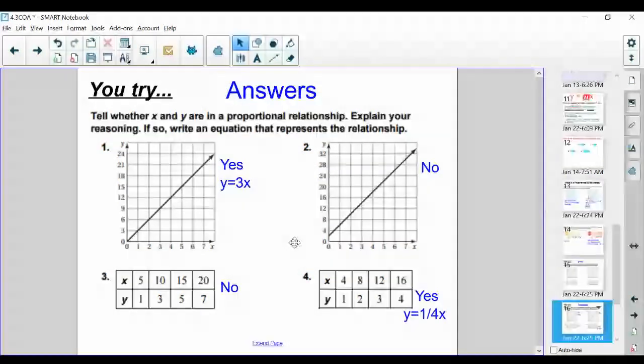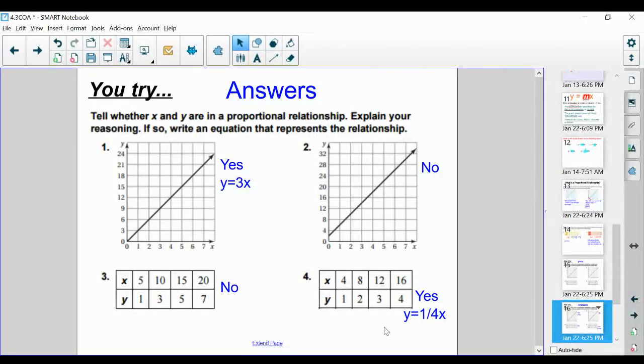All right, folks, here are the answers. Number 1 is a proportional relationship. We find the slope to be 3 over 1, therefore it's just 3. So we can write it as y equals 3x. The second graph, it is not proportional. It does not go through the origin, so it cannot be a proportional relationship. Number 3, it is not proportional. There is no constant number that we can multiply x by to get y.